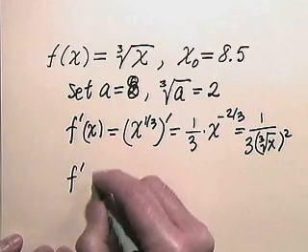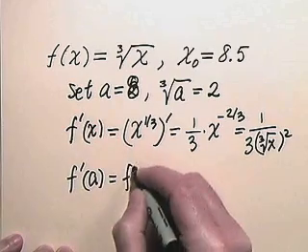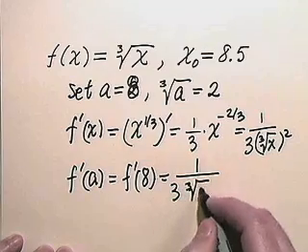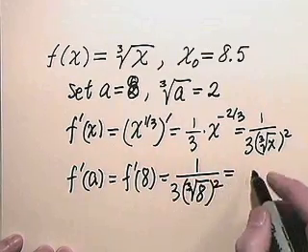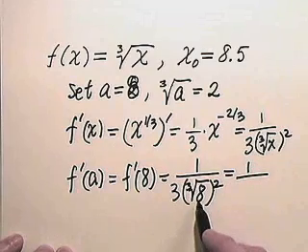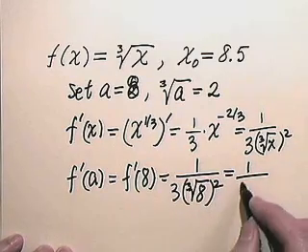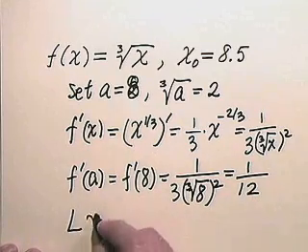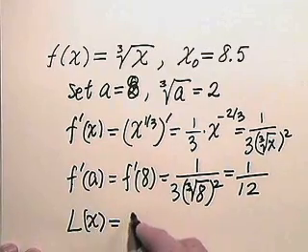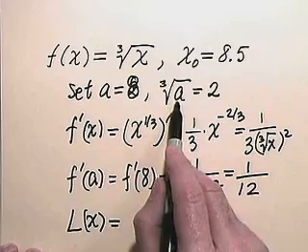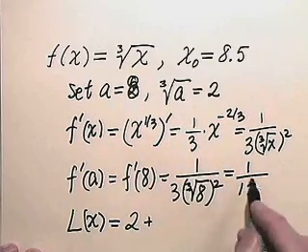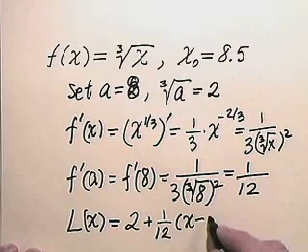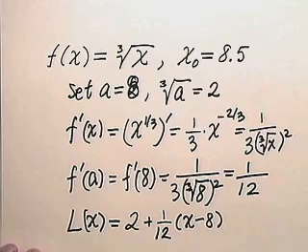So f prime at a, f prime at 8, is 1 over 3 times the cube root of 8 quantity squared, which is 1 over, now the cube root of 8 is 2, squared is 4, times 3 is 12. So f prime at a is 1/12, and that means our linearization is L of x equals the value of the function at a, which is 2, plus f prime at a, 1/12, times x minus a. Remember, a is 8, and so there's our linearization.